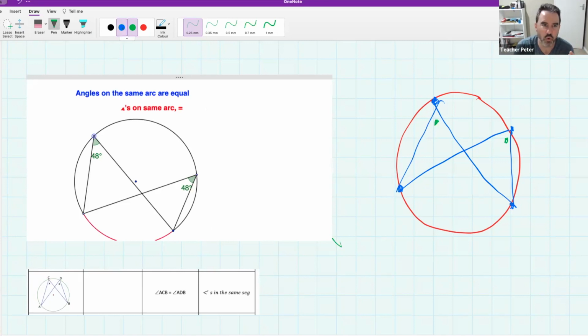The reason it's called that is if you imagine a chord or an arc going from here to here, this part down here is one segment, and then another segment is on this side. If you took this chord or this arc and made an angle at the circumference, and then made another angle at the circumference, then these angles will be equal. But I'll save that for the next lesson.